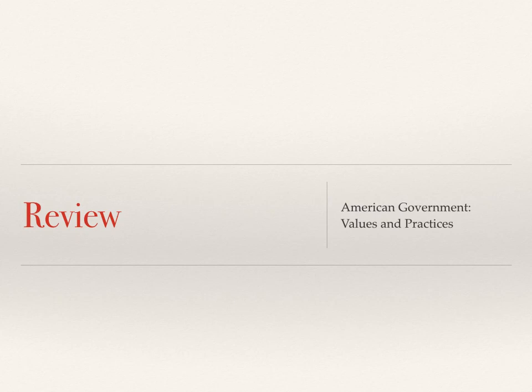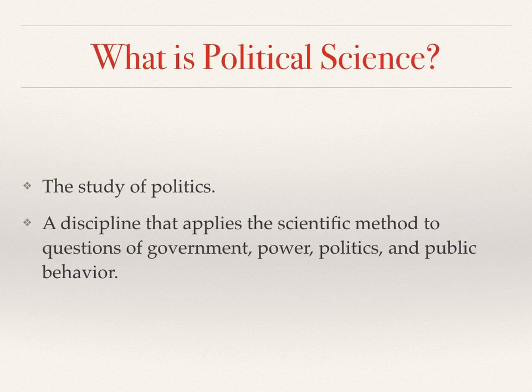This portion of the review goes back to the things we talked about the first few classes of the semester. For example, what is political science? It's the study of politics, right? So that's a discipline that applies the scientific method to questions of government, power, politics, and public behavior. For our purposes up to this point, we've mainly been discussing questions of government and power.